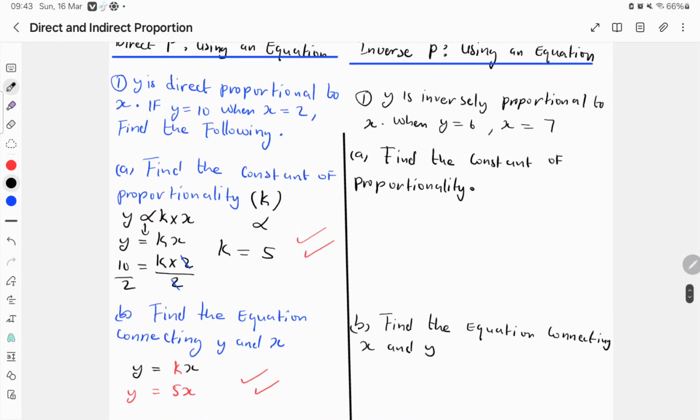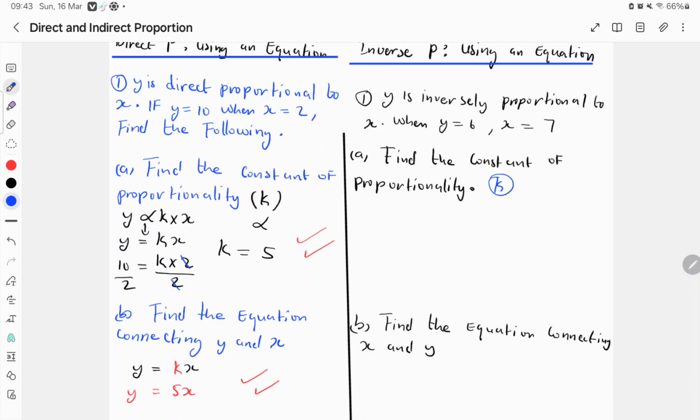Okay, let's proceed with this question. Number 1 says y is inversely proportional to x. When y is 6, x is equal to 7. Find the constant of proportionality. I already said the constant of proportionality is k.